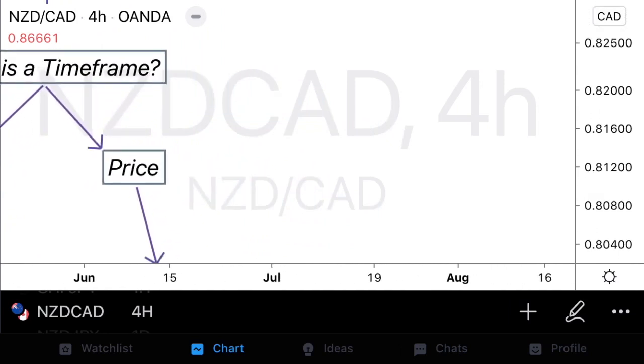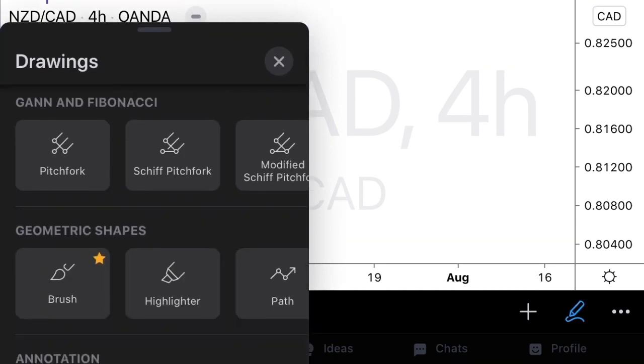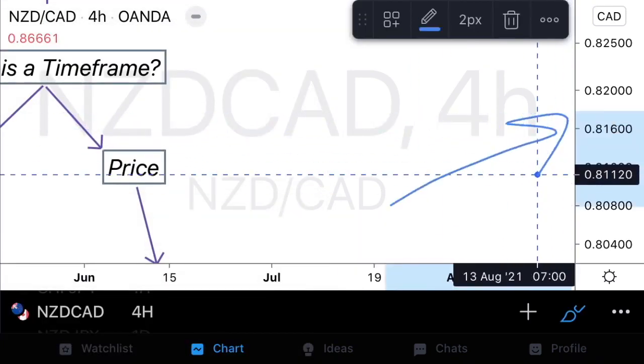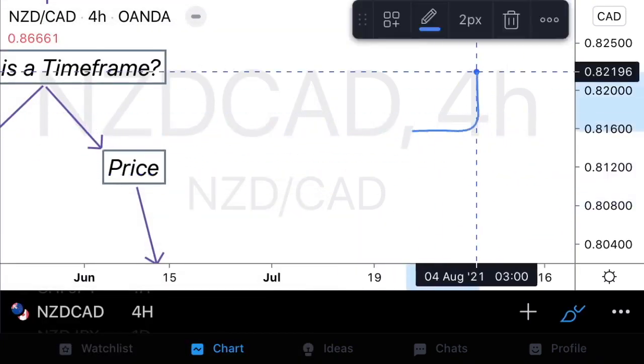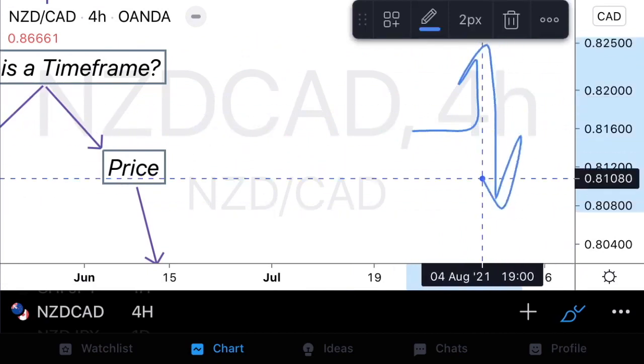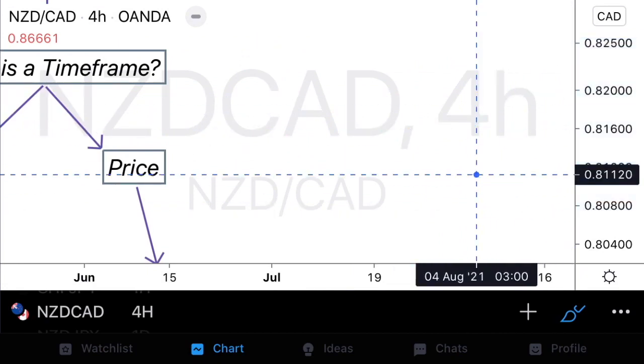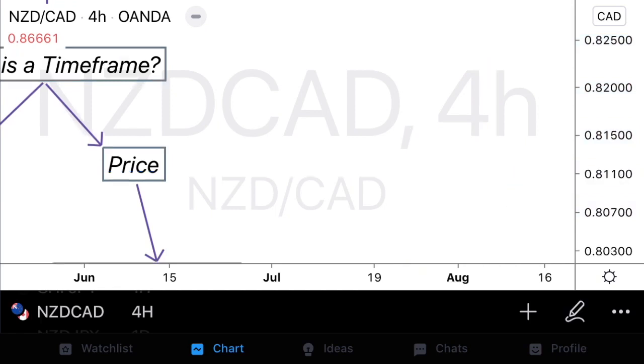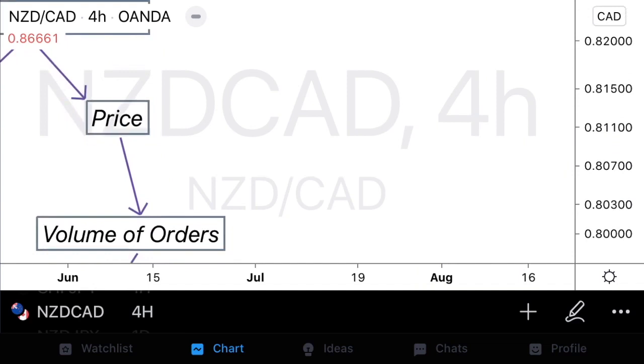Now, what moves price? We need to ask ourselves, what actually moves price? What makes price change and go either up or down? We need to ask ourselves that question. And the only thing that moves price on a price chart is the volume of orders.